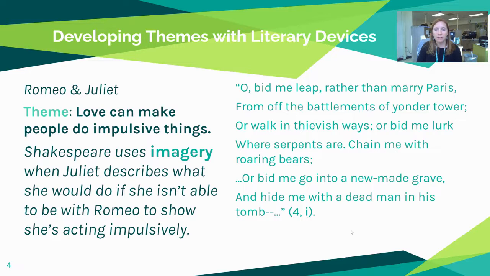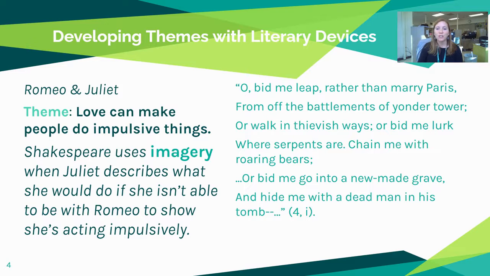So if we look through our evidence here, these are the things that she is saying she would do if she can't be with Romeo and she has to marry Paris instead. She says, "Oh, bid me leap rather than marry Paris from off the battlements of yonder tower, or walk in thievish ways, or bid me lurk where serpents are, chain me with roaring bears, or bid me go into a new-made grave and hide me with the dead man in his tomb."